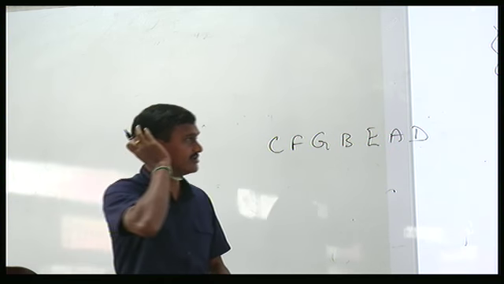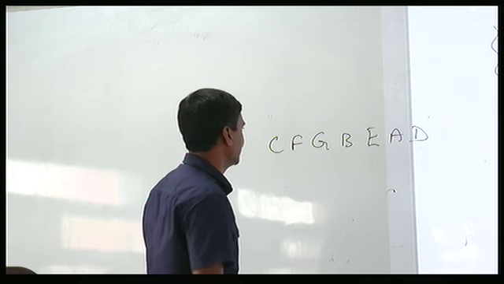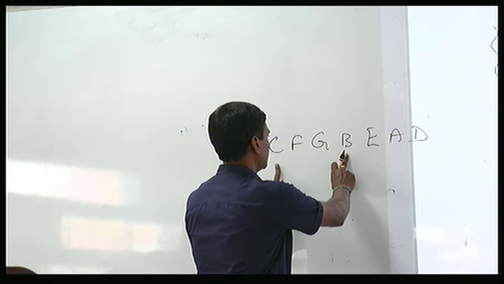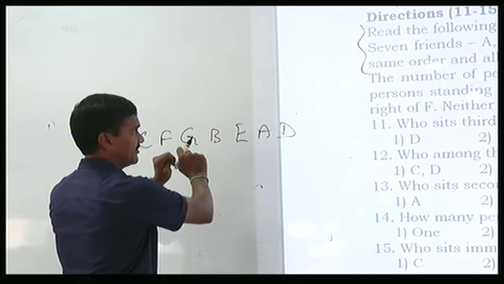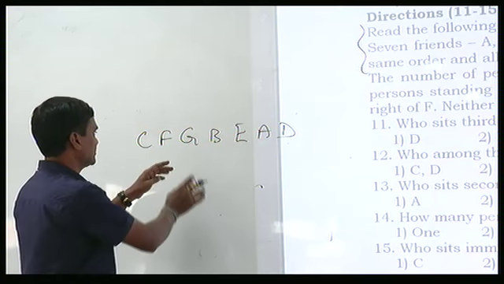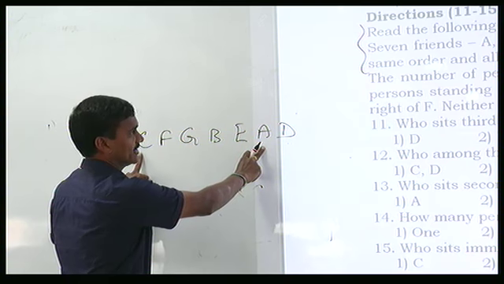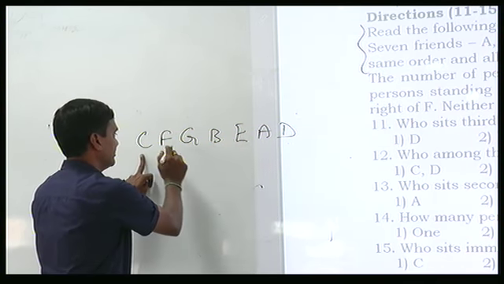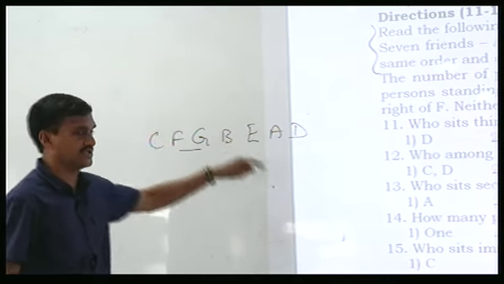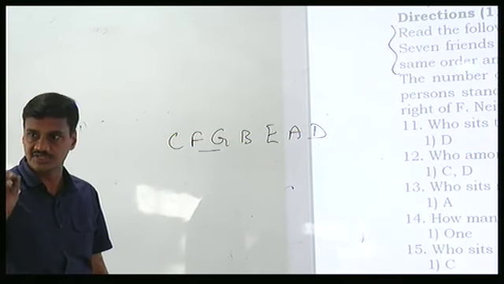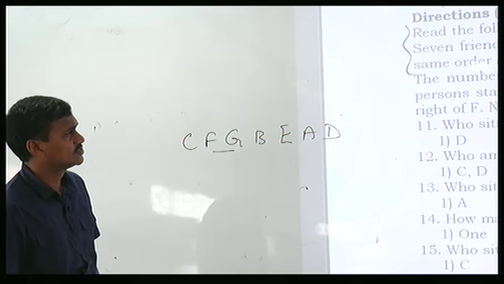Now, number of persons standing between C and A is 2 more than the number of persons between B and C. Between B and C, how many are there? 2. Then between C and A, how many are there? 4. Number of persons in between C and A is 4, which is 2 more than the number of persons between B and C. Whether the statement is valid or not, first statement done. Then A is 2 more than this one.